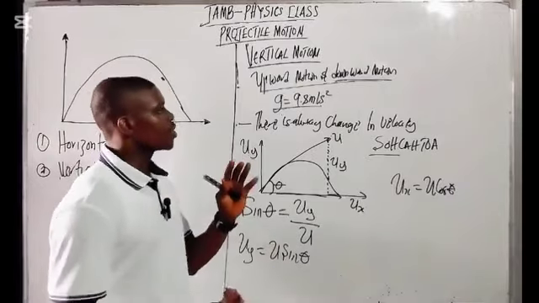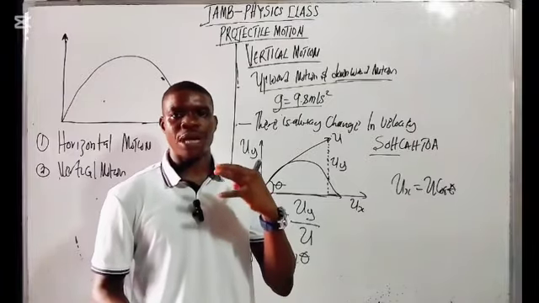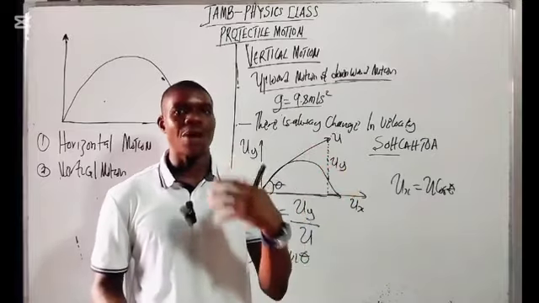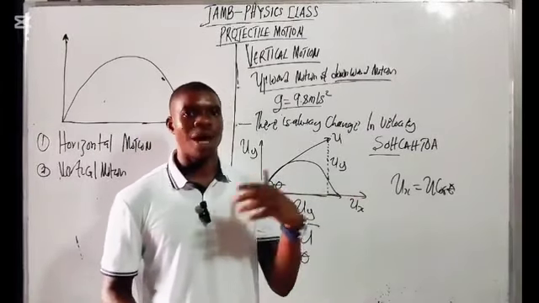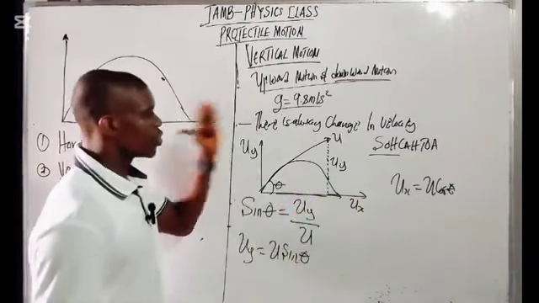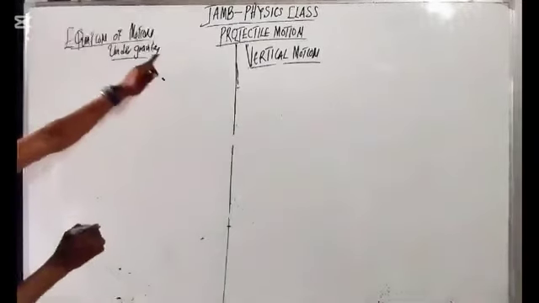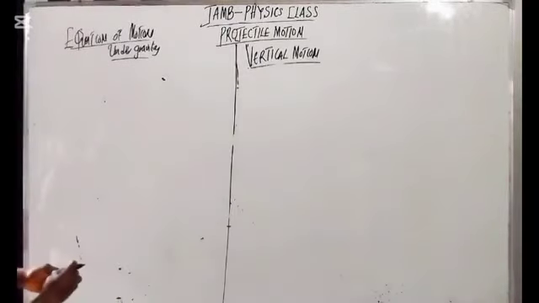Now, because we have upward and downward motion here, we are going to use motion under gravity. Remember, we have the equations of motion, and we also have the equations under gravity. We have to use the equations of motion under gravity here. That's what we are looking at.